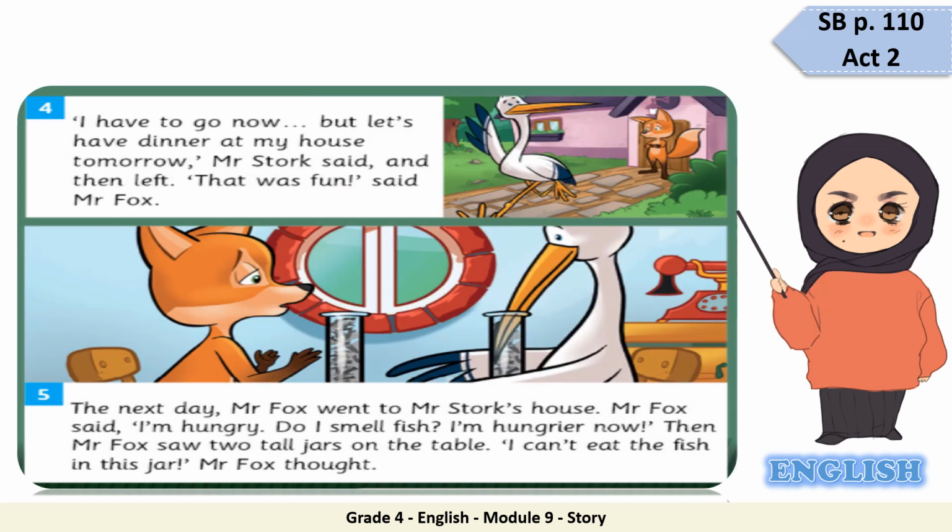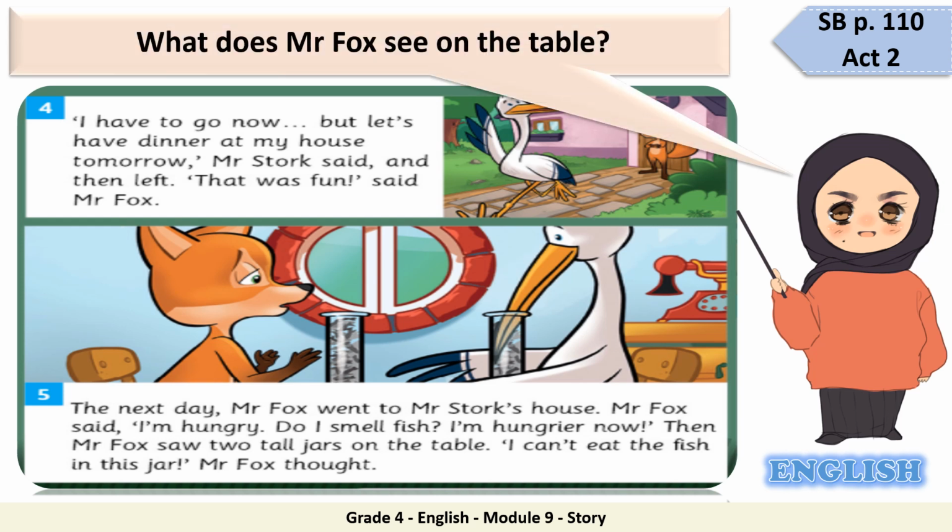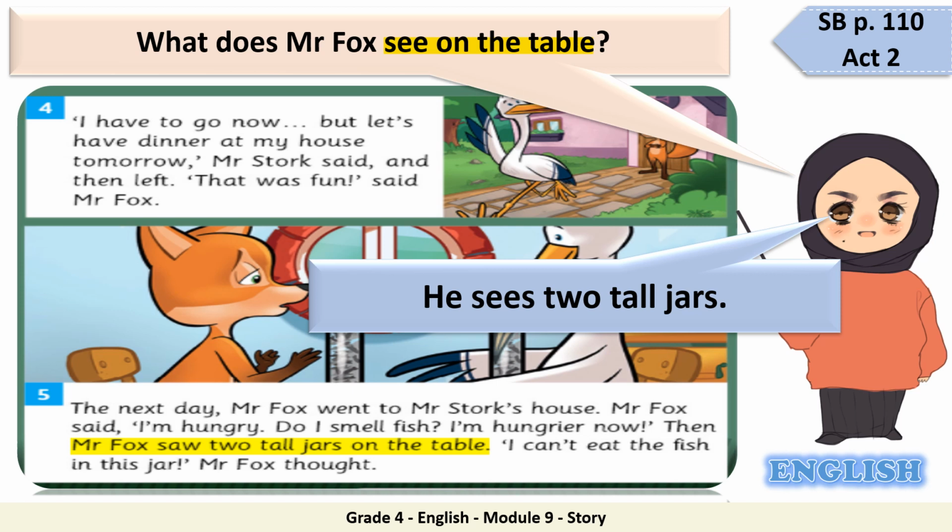Frame number 5. What does Mr. Fox see on the table? And the keywords are see on the table. Let's go through the lines to find the answer. Well done! He sees 2 tall jars.